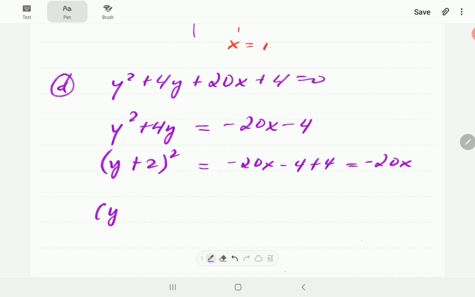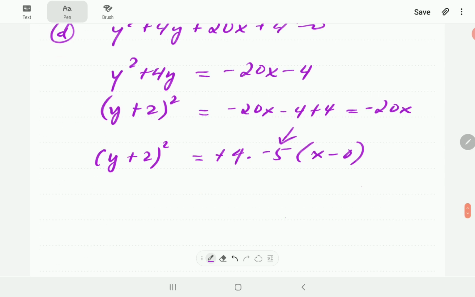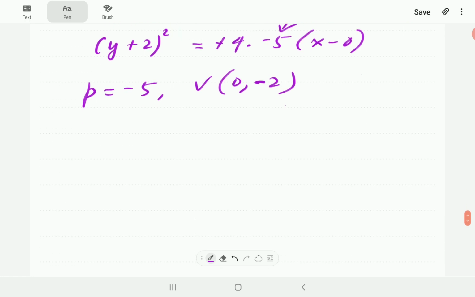So this we can write as, sorry, not negative 4, 4 times negative 5. And then here we've got x minus 0, which means that p is negative 5. Vertex is going to be at 0, negative 2. Since y is squared, this parabola is going to have a horizontal axis.